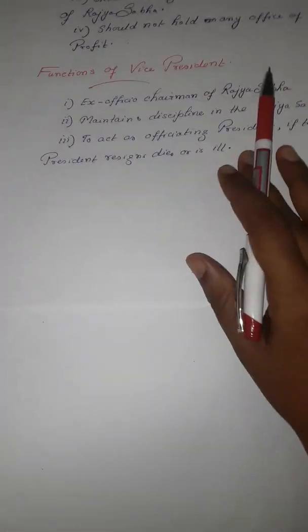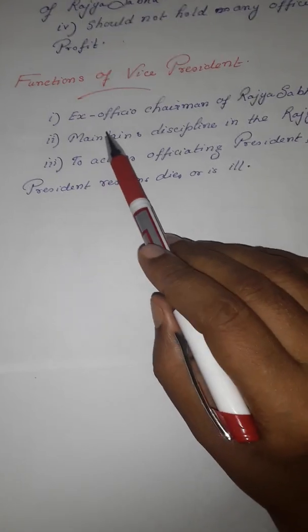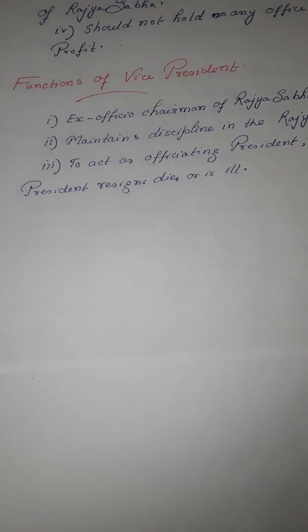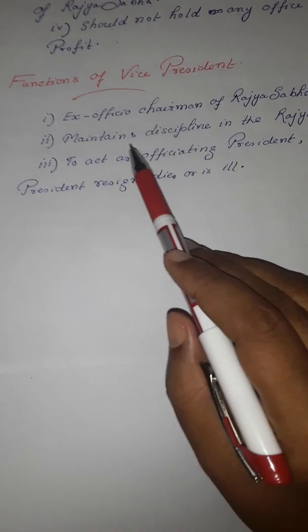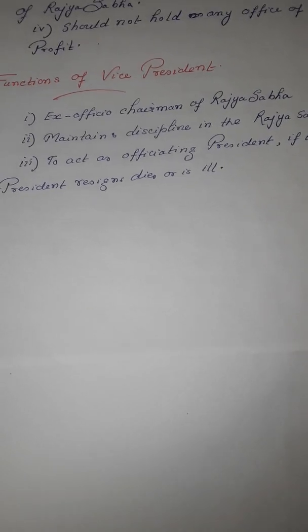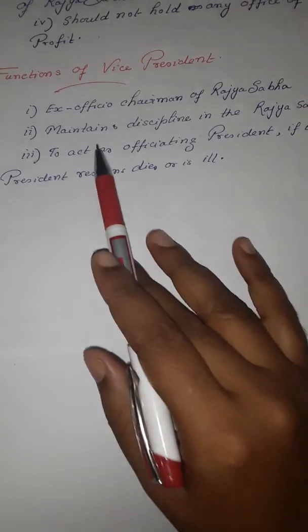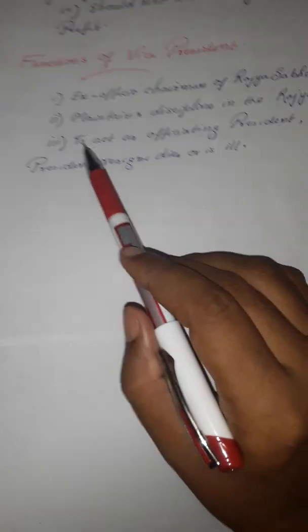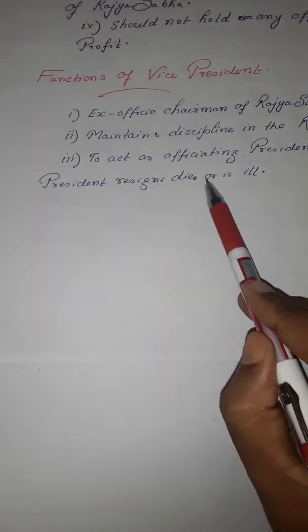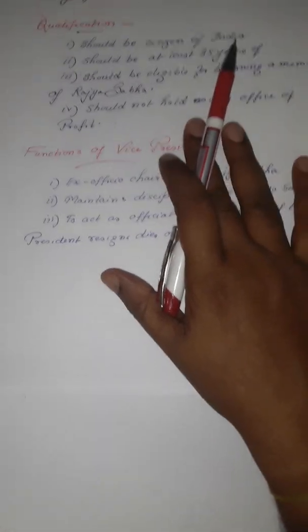Now, what are the functions of the vice president? Ex officio chairman of Rajya Sabha, that means it is the position of chairman. Next, maintain discipline in the Rajya Sabha, just like the speaker does in the case of Lok Sabha. Third, to act as officiating president if the president resigns or dies or is ill. Clear? Now, these are the functions of the vice president.